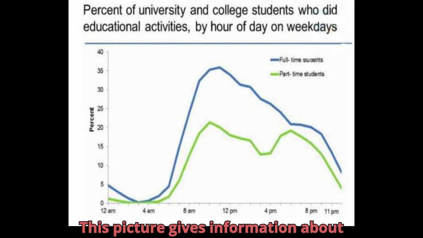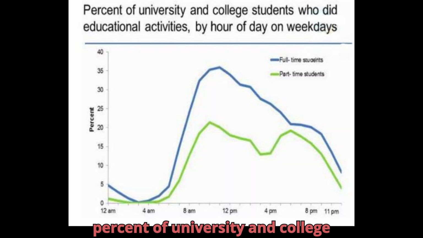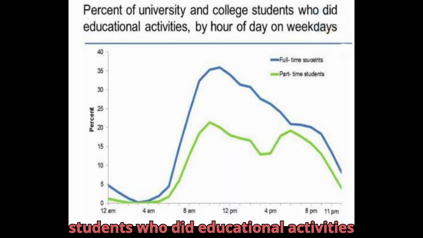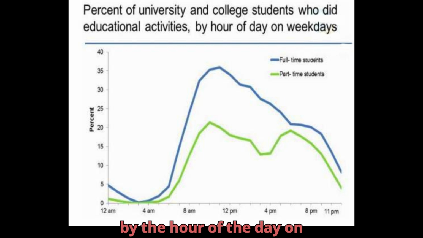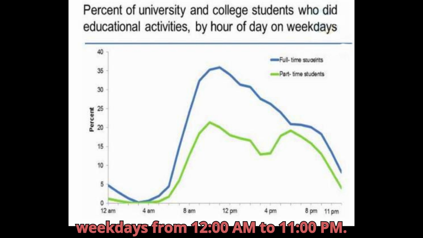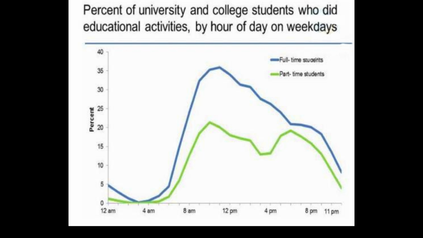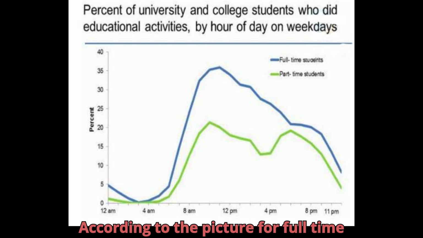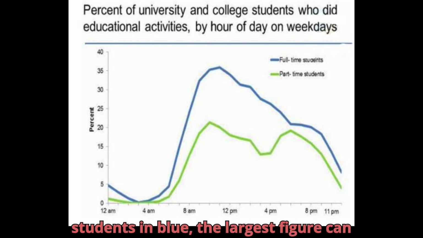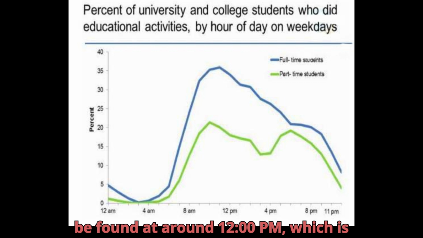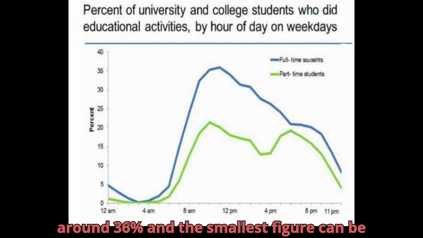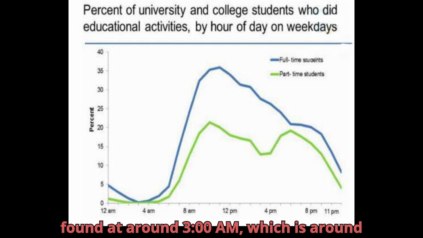This picture gives information about the percentage of university and college students who did educational activities by the hour of the day on weekdays, from 12 a.m. to 11 p.m. According to the picture, for full-time students in blue, the largest figure can be found at around 12 p.m., which is around 36%, and the smallest figure can be found at around 3 a.m., which is around 0.